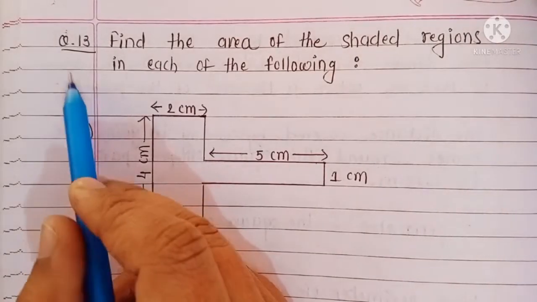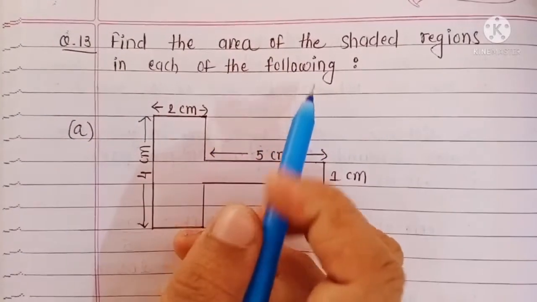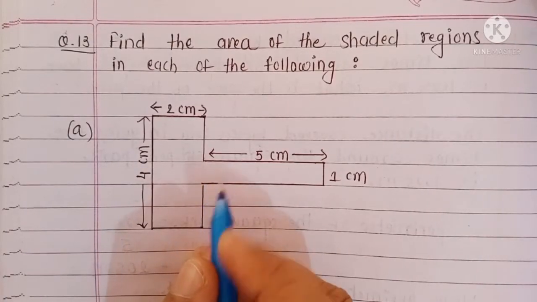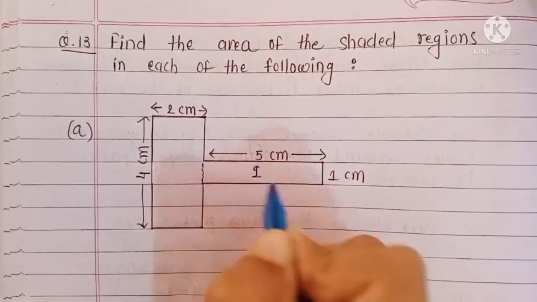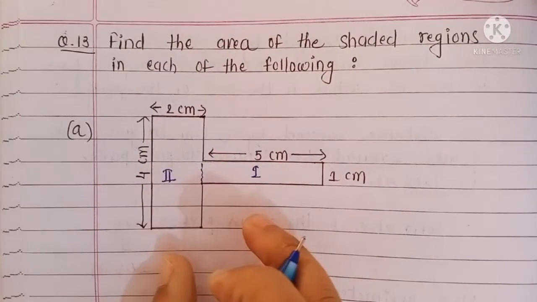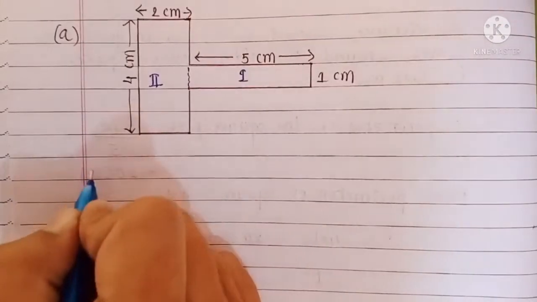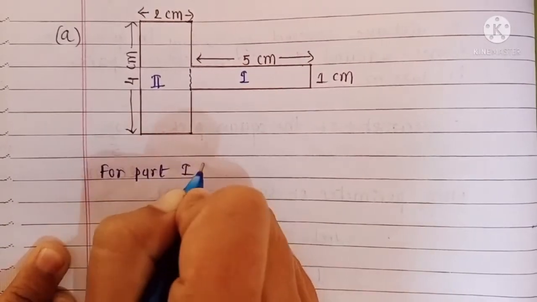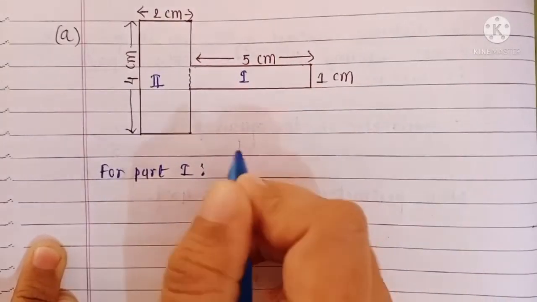Now we solve question number 13. Find the area of the shaded region in each of the following. A. We divide this whole figure in two parts. This is part number 1 and this is part number 2. Now we find area of this part separately. So for part 1, length is 5 cm and breadth is 1 cm.